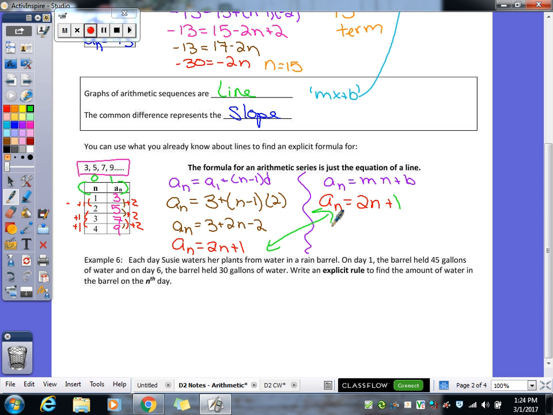Are we going to need to know the second method? Possibly. Because there are some examples that we're going to do that it's easier if you do it as mx plus b as opposed to the other formula. And we'll get to those on the next page.